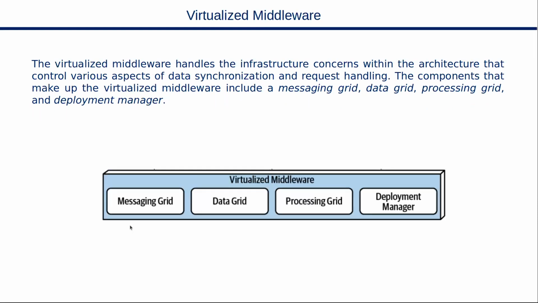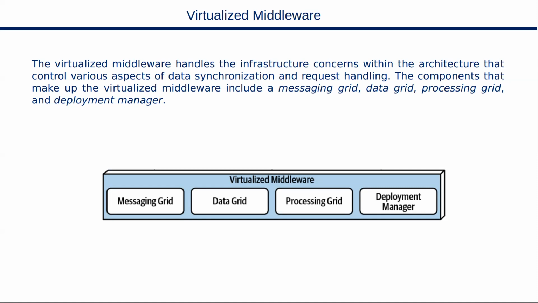Another part is virtualized middleware. So what is virtualized middleware? The virtualized middleware handles the infrastructure concerns within the architecture that control various aspects of data synchronization and request handling. The components that make up the virtualized middleware include the messaging grid, data grid, processing grid, and deployment management.